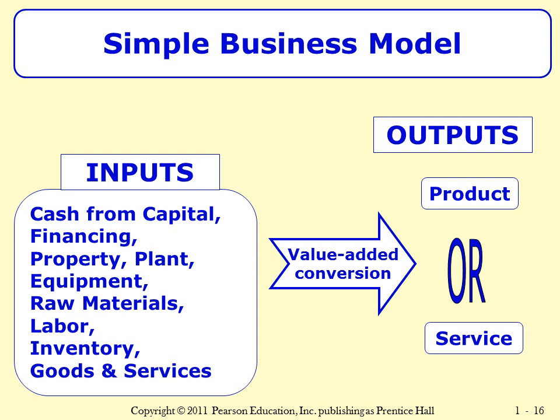So here's a simple business model. Inputs, what you put into the business, would include cash from capital or financing. So capital meaning owners putting money into the company. Financing would be borrowing money. Property, plant, and equipment are the major buildings and machinery used in the business. Raw materials are the ingredients. The labor is the employees. Inventory is your finished goods sitting on the shelf waiting to be sold.